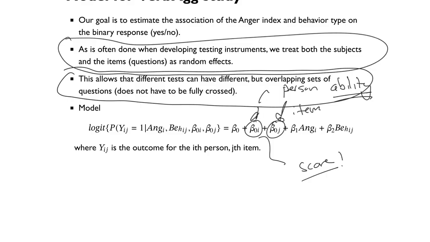And so here's our model. Again, this is a binary outcome, so we're doing a logistic version of crossed random effects. So again, we have a beta 0 I for the person level, beta 0 J for the item level, and then we have a couple of fixed effects: anger, which is only measured at the person level, doesn't change, so I just put I, and behavior, which is IJ, which I think can change over the items.